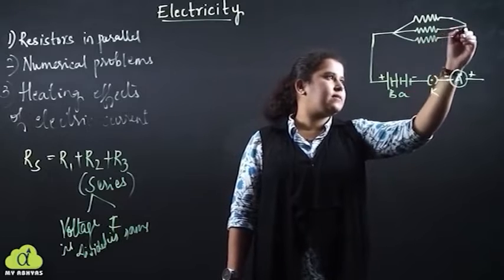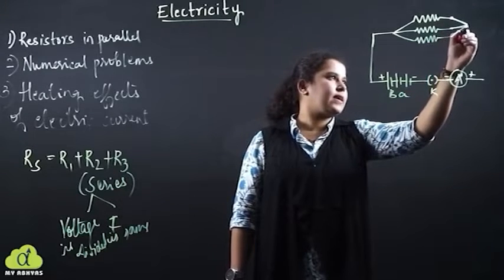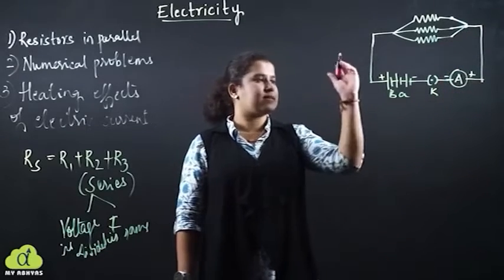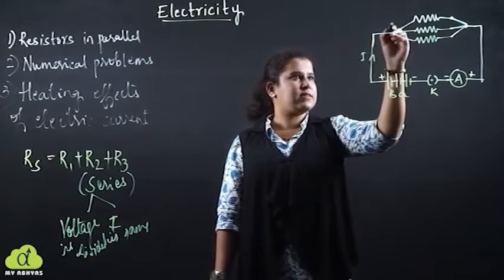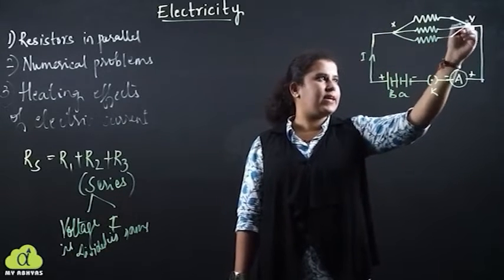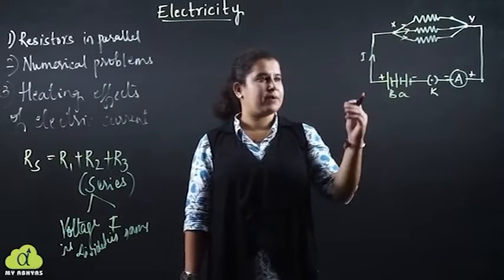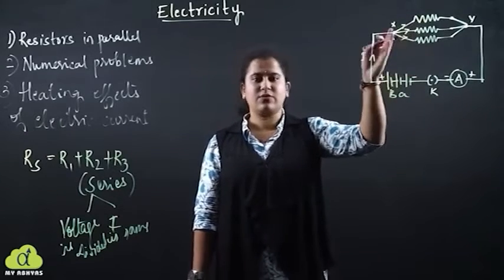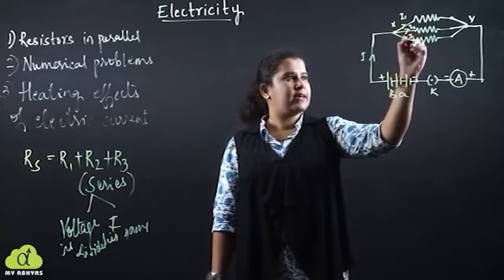Again, I will connect this here. So this is the circuit diagram, and naming it is very important. If I take X here and Y here, then the current divides. As it goes, it has three branches, so current obviously goes to all the paths. It will be I1, I2 and I3.